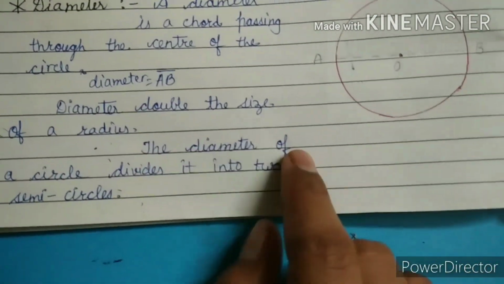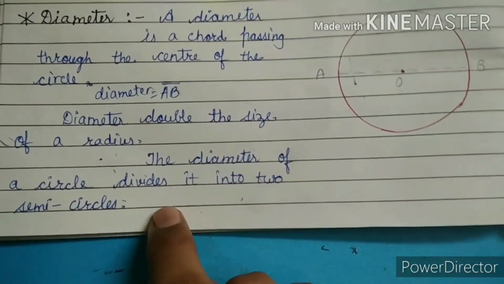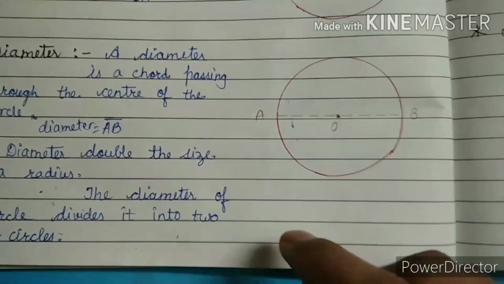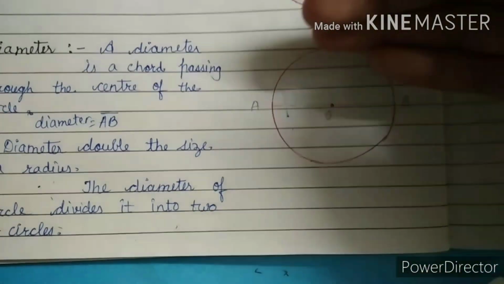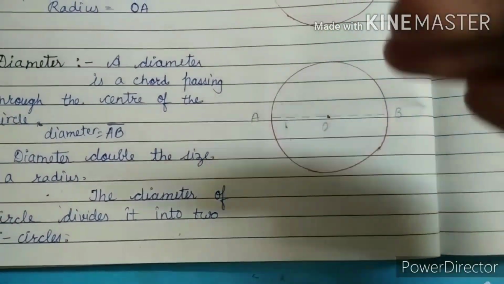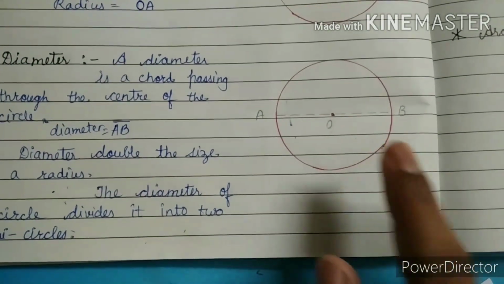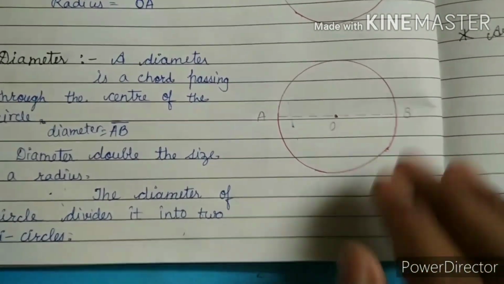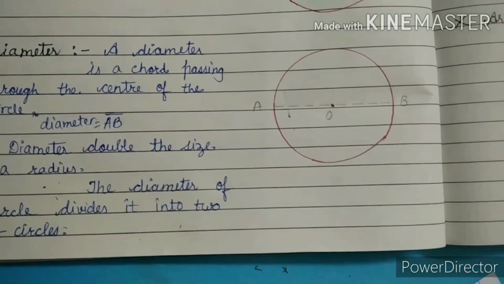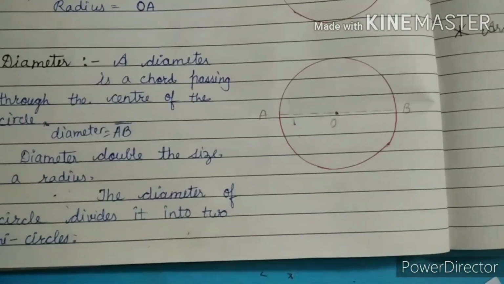The diameter of the circle divides it into two semicircles. You can see here the diameter divides the whole circle into two semicircles. Semicircle means half circle. On the above side we have one semicircle, a half circle, and on the below side also we have one half circle. So always remember one thing: when we draw the diameter, that diameter will divide the circle into two semicircles.